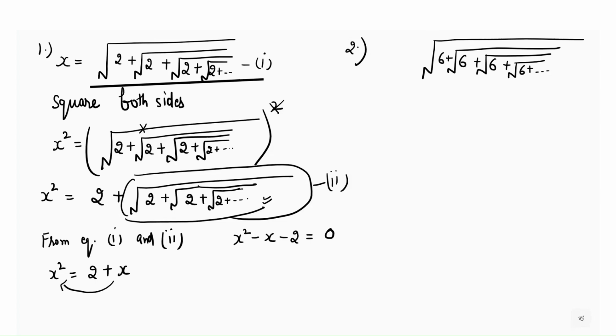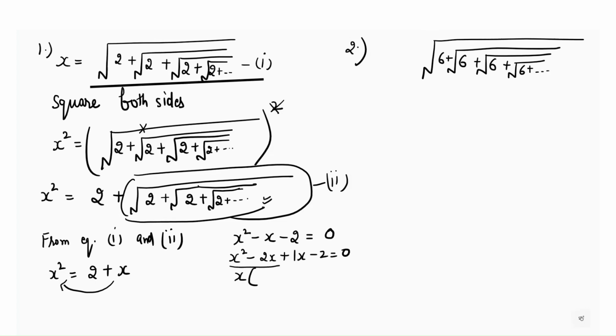Now it's a quadratic equation, and I hope that you already know how to factorize it. If you don't know how to factorize it, I have already shared a link in the description so that you can understand how to factorize such quadratic equations. So let's factorize it. I'll get x squared, and I can break this middle term as minus 2x plus 1x minus 2 is equal to 0.